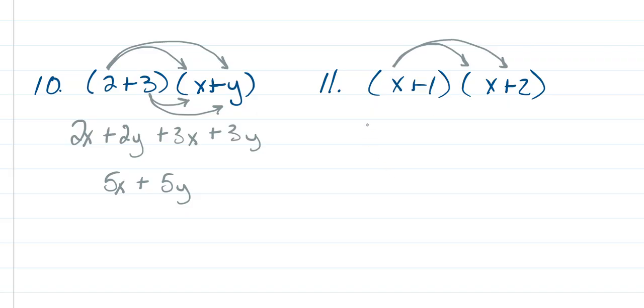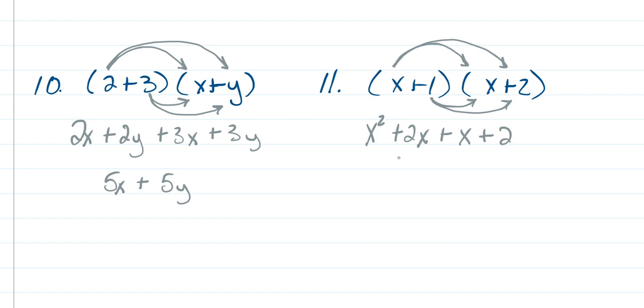X times x, x squared, right? The x times this x, they're both to the first power, x squared. X times 2 is 2x. Now we're going to distribute the 1. 1 times x, 1x. Notice we don't have to write the 1. 1 times 2, 2.